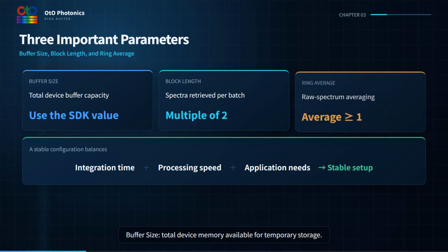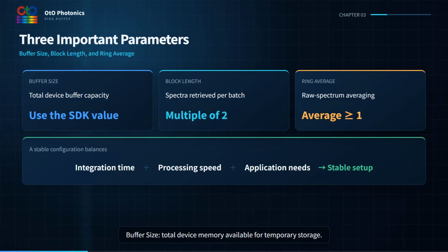Before using ring buffer, understand three important parameters: buffer size, block length, and ring average. Buffer size is the total space available for temporary storage inside the spectrometer. The number of spectra that can be stored depends on the model, frame size, and device memory. Always use the value reported by the SDK.